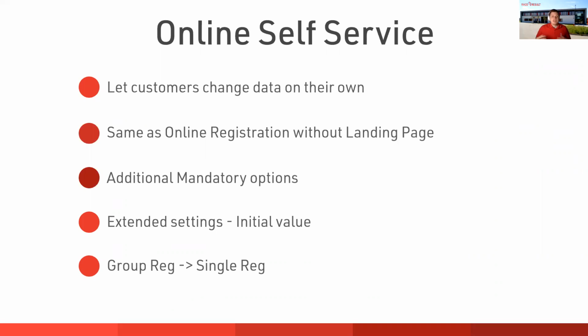The online self-service is the same as the online registration, but you don't have a landing page. So basically you click on a link that you can add to the email confirmation. You click on the change link, as we call it, and then you land directly in the form fields with fields pre-filled. There are some more options on the mandatory options, and there's one important variation to the show-if check compared to the online registration. And then I also want to show you how to convert a group registration into a single registration.